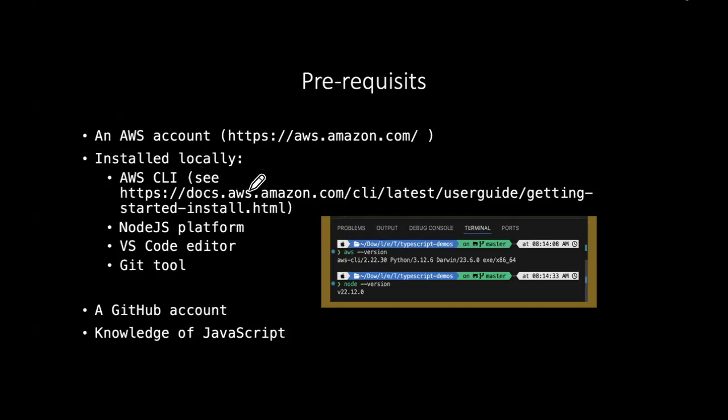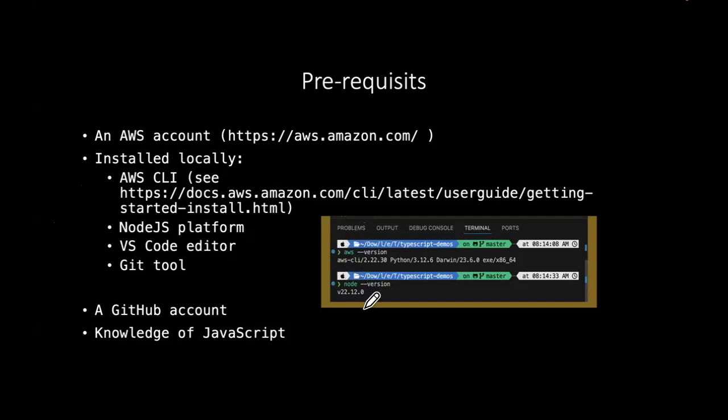If not, this is the URL that you should go to install the CLI on your own desktop or laptop computer. You need to have Node installed. You need to use VS Code. Well, you don't have to use VS Code, but I use it throughout this module. You need to have Git, of course. You need to have a GitHub account, and you need to have knowledge of JavaScript. So again, there's nothing particularly new there.